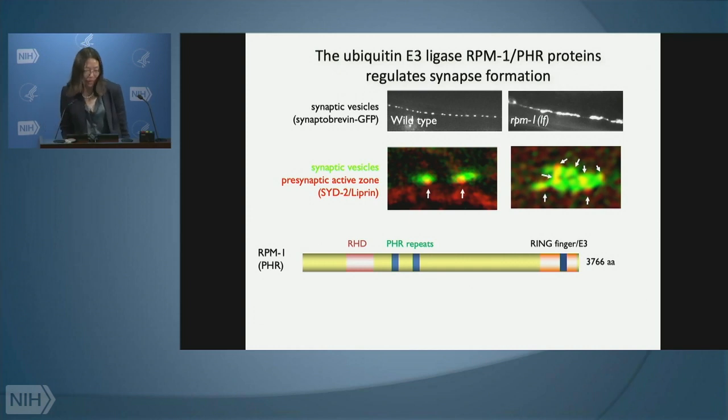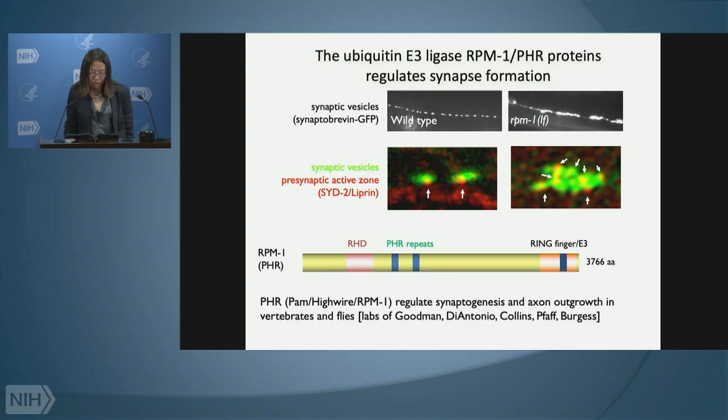It's green light anyway. So it turns out the RPM-1 protein is a founding member of a conserved protein family together called the PHR, because the human protein is PAM, and the Drosophila protein is called Highwire. And these are large proteins, close to about 4,000 amino acids, more or less.